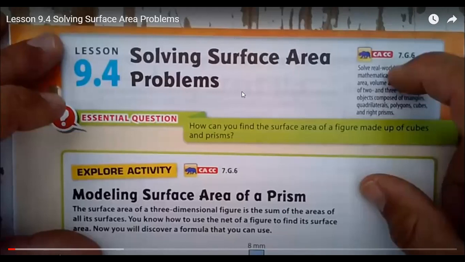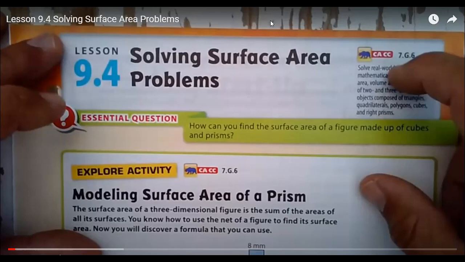But in our lesson today, we want to calculate the surface area of a figure. Does anyone have any idea how we can find the surface area of a figure made of cubes and prisms? How will we calculate it? Anyone have any idea?